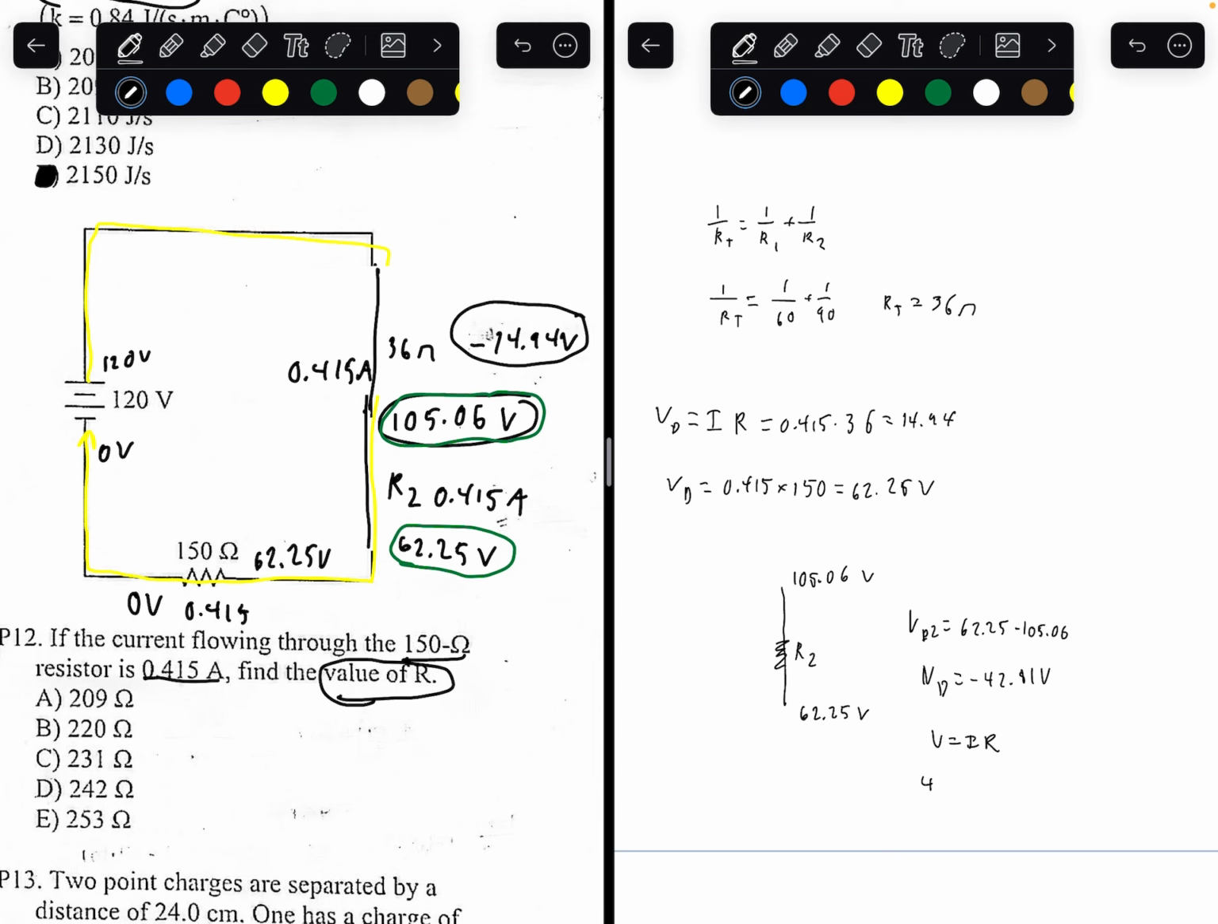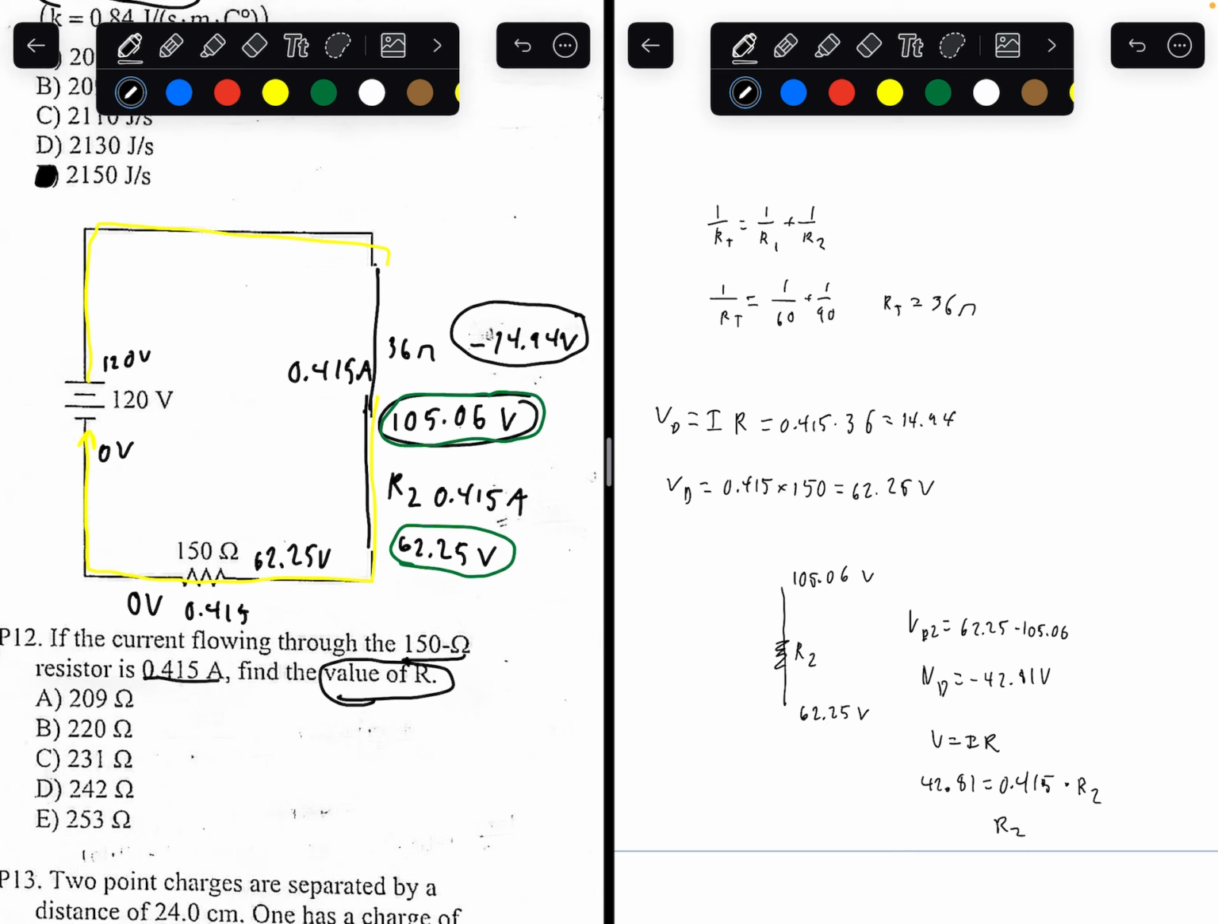Voltage drop is 42.81. Current is 0.415. And resistance is what we're trying to find. Solving for R2, you would get, also wait, one more thing guys, I just realized we have a positive sign here. That's what we want because we're studying the voltage drop.